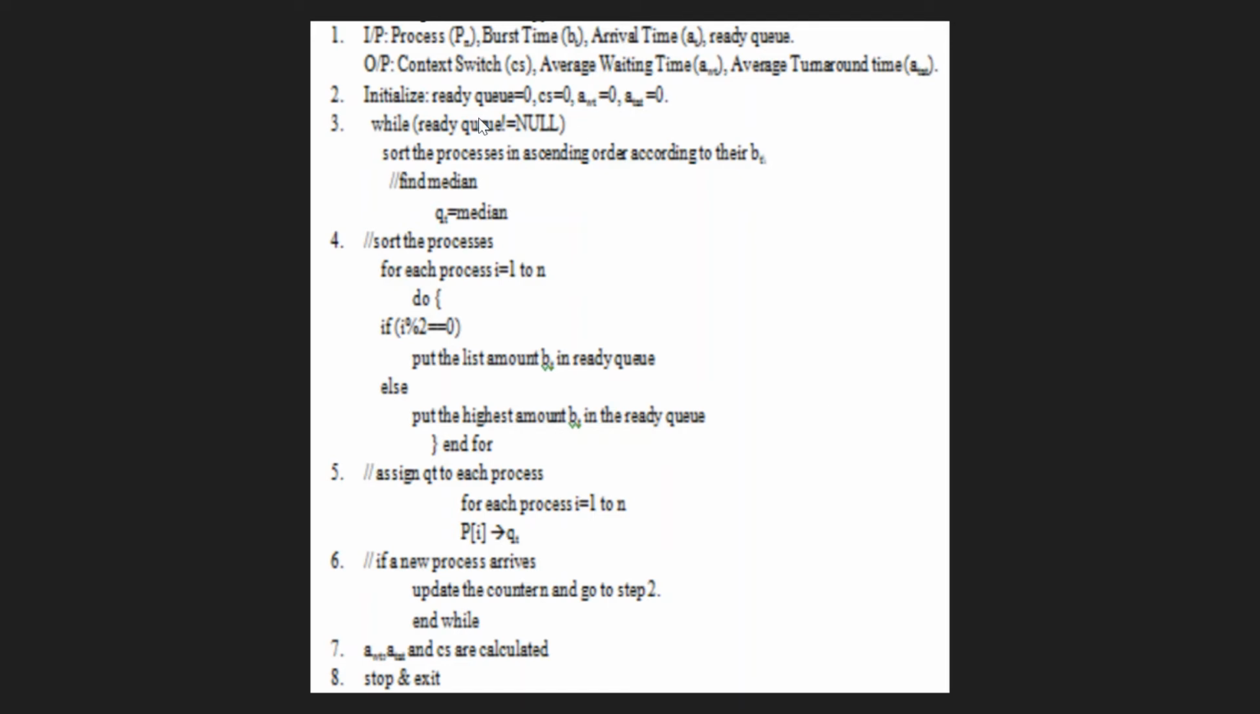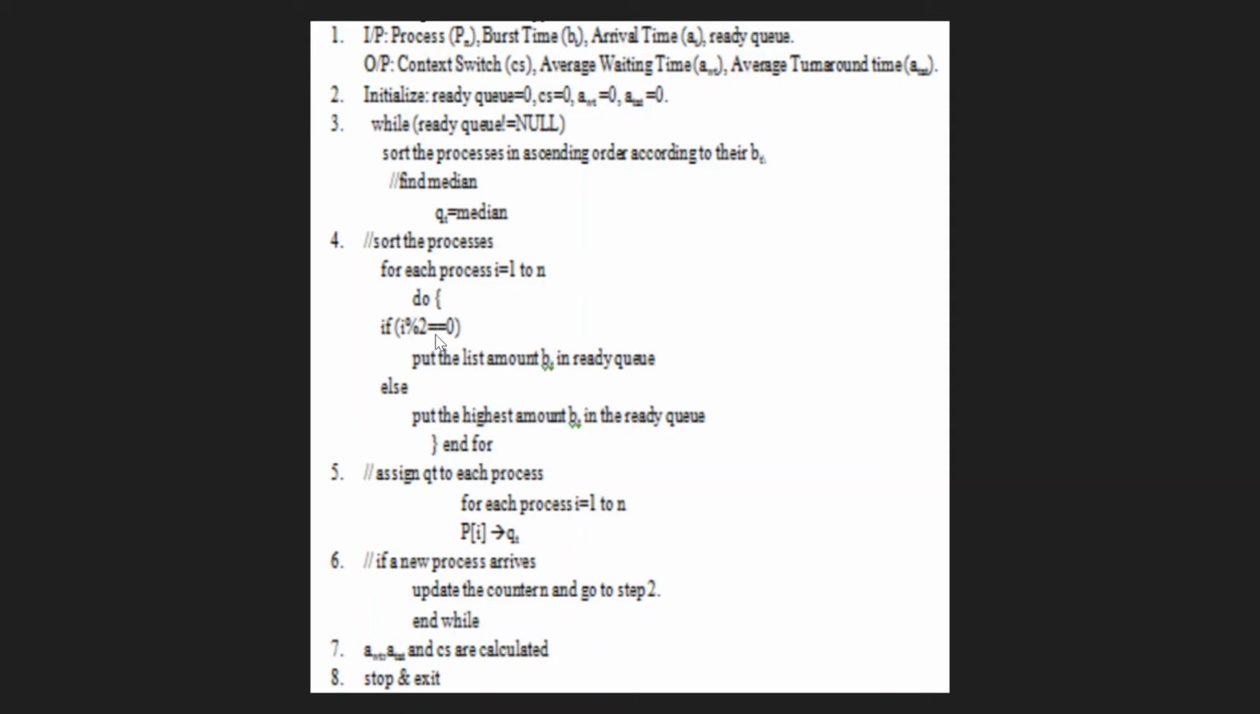Essentially, we enter this loop that is waiting for the ready queue to be equal to null. If it is not, it enters the loop here, and then it finds the median in terms of burst time of the processes currently on the ready queue. So it finds the median burst time of the processes currently on the ready queue for that iteration of the algorithm. Then for each, they're going to organize the ready queue here.